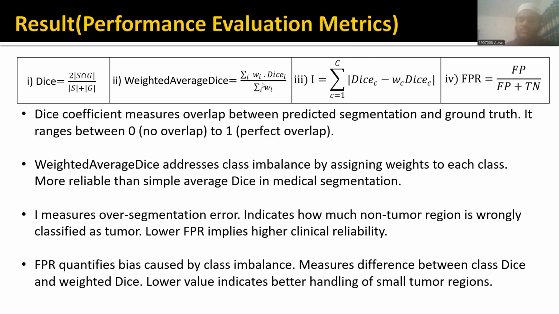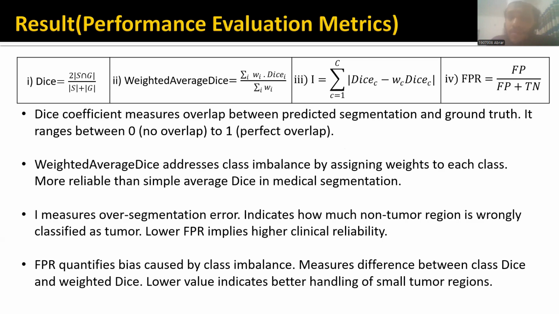The weights are actually the intersection between the ground truth and the segmented output. Thus we find the weighted average. The weighted average addresses the class imbalance by assigning weights to each class, and is more reliable than simple average Dice in medical segmentation. For tiny regions, it gives less importance, and for bigger regions, it gives more weight, so that we can get an overall average.